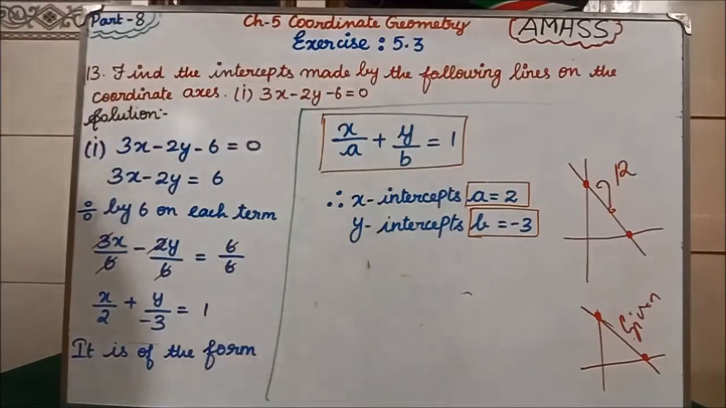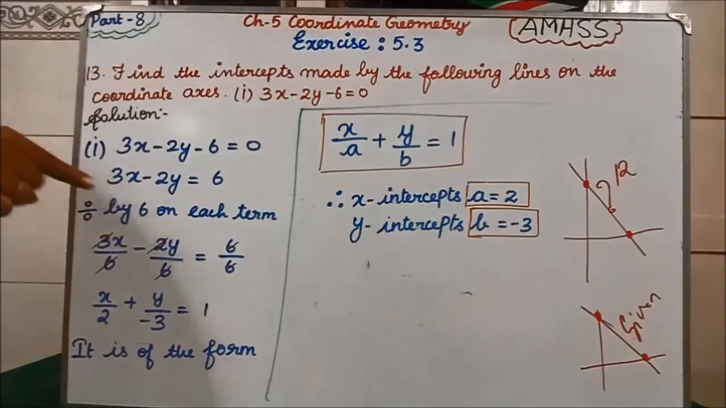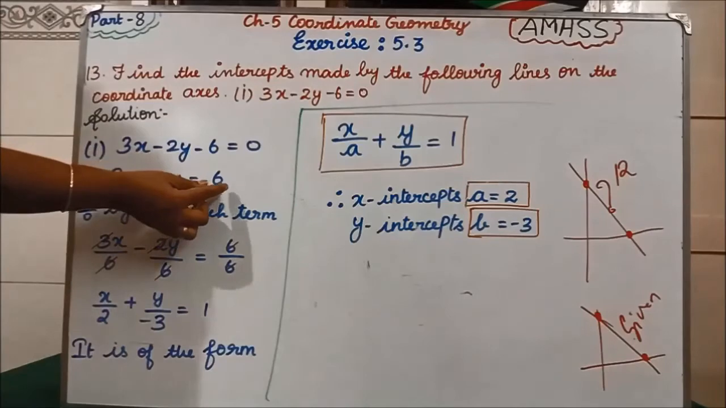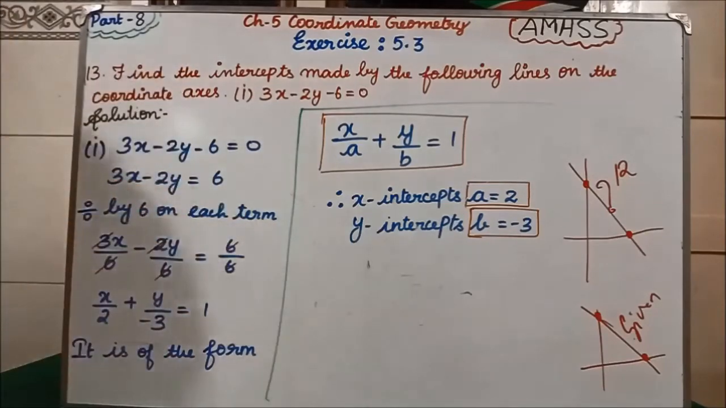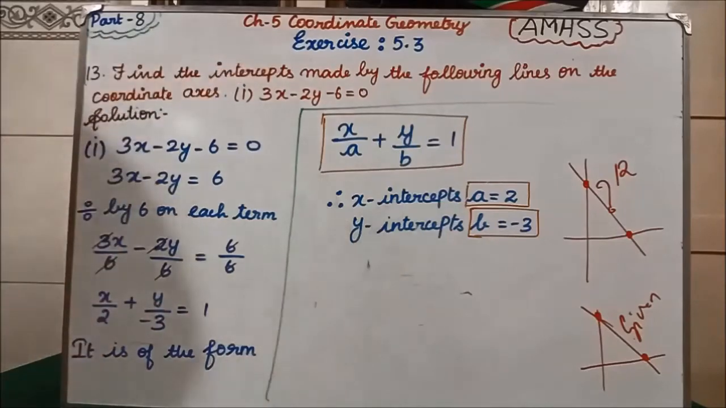In this formula, on the right hand side we always have equal to 1. So whatever number comes on the right hand side, you are going to divide by the same number. Only if you divide by the same number will we get the answer as 1, isn't it? Only then can we compare this equation with the formula. Clear? Always we have to get the right hand side equal to 1.